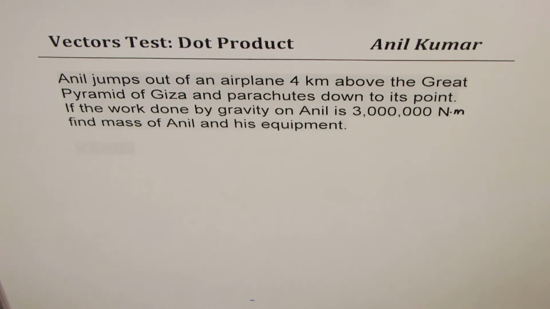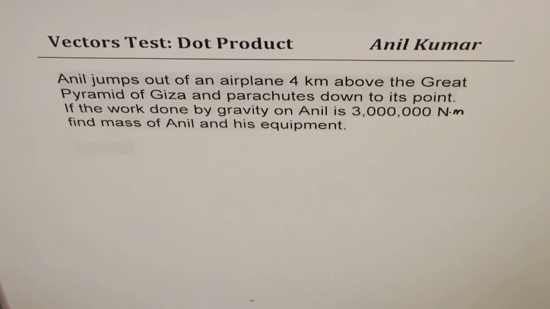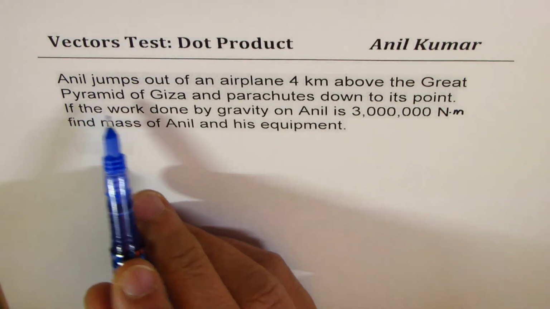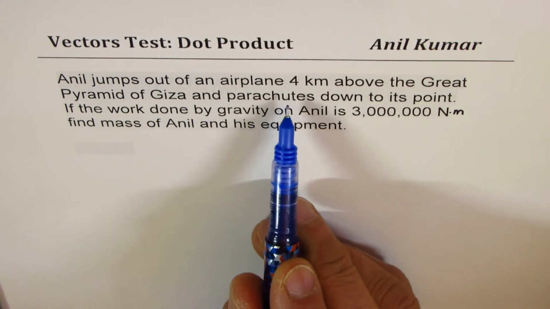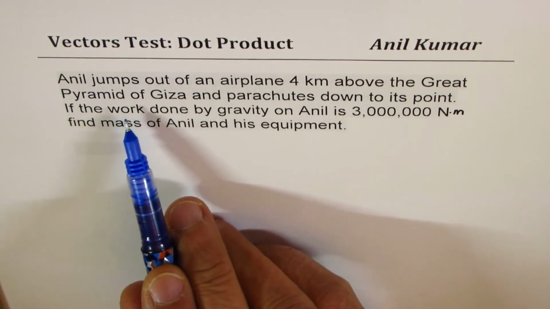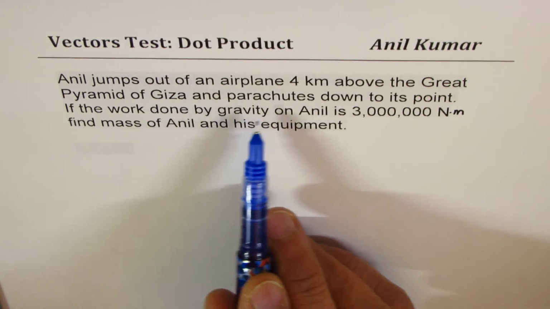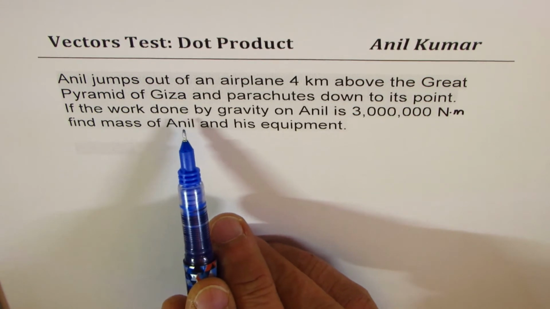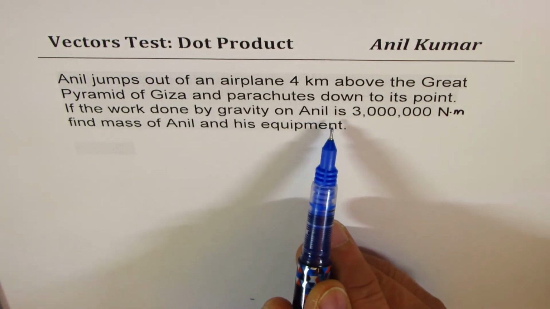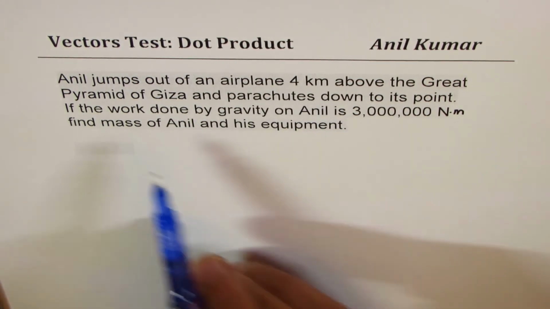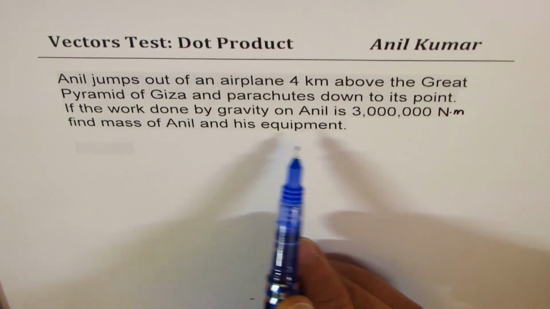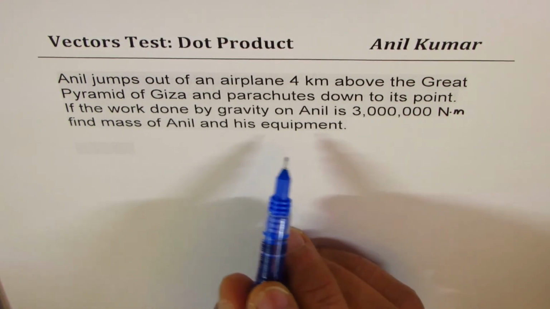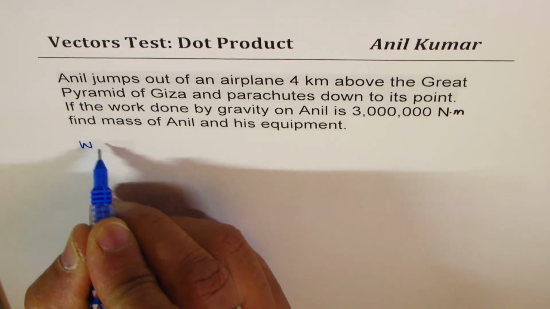We are almost at the end of our application questions. The question here is, Anil jumps out of an airplane 4 kilometers above the Great Pyramid of Giza and parachutes down to its point. If the work done by gravity on Anil is 3 million Newton meter, find mass of Anil and his equipment. So we are given the work done in this particular case.